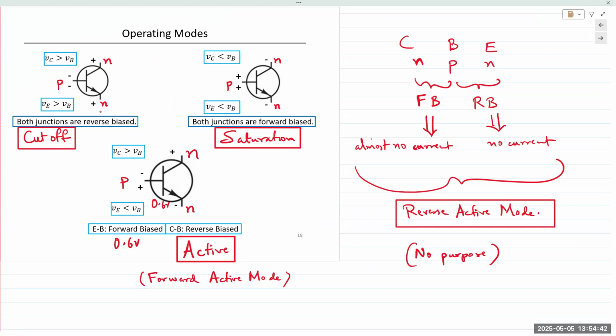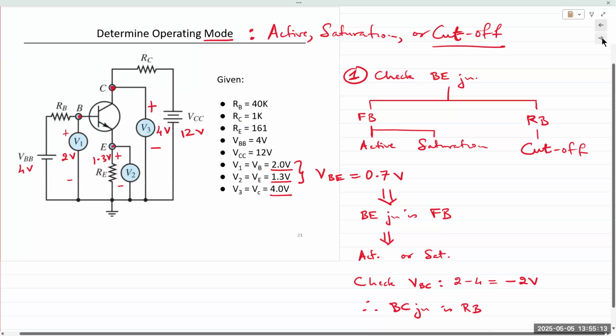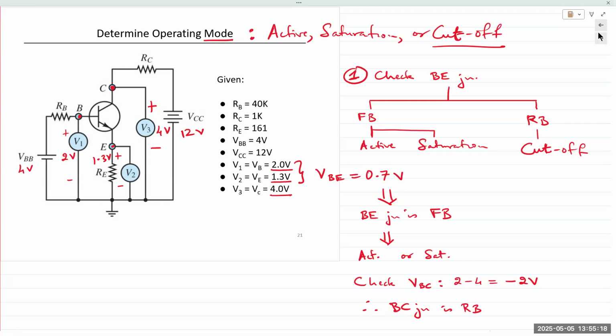Both junctions reverse biased, then it's cutoff. Both junctions forward biased, saturation. Hence, the first step should always be to check the base emitter junction. If the base emitter junction is reverse biased, the transistor is cutoff. The only other option is reverse active, which still means the transistor is off. So we don't need to check anything else. Base emitter junction reverse biased is cutoff. Don't check anything else. If it's forward biased, like in this example, then we check the base collector junction.